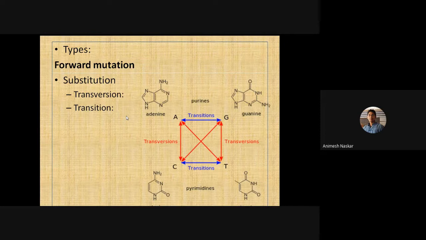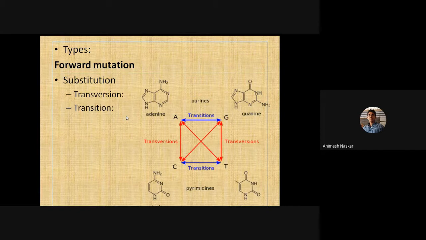At the very beginning, I told you about two types of mutation: number one, spontaneous, and number two, induced. This classification is based on the process of mutation. What is the involvement? Whether any chemical, physical, or spontaneous factor is involved. On the basis of that factor, we can classify mutation into two types: number one is spontaneous and number two is induced.